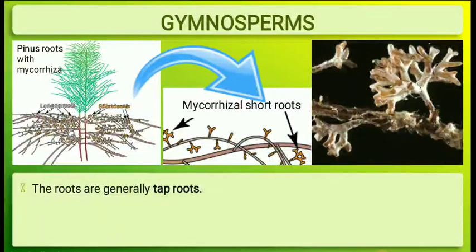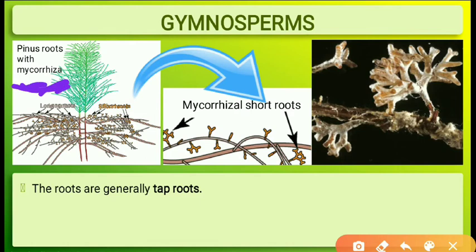Pinus with mycorrhiza, short roots. See here, Pinus. Two plants are included, Cycas and Pinus, to differentiate the characteristics. Pinus is with mycorrhiza. Myco means fungus and rhiza means root. The root of this plant has a fungal covering called mycorrhiza, which is beneficial for the plant because the fungus provides nutrients so that the plant can grow, and the plant provides shelter to them. Both show a symbiotic association.